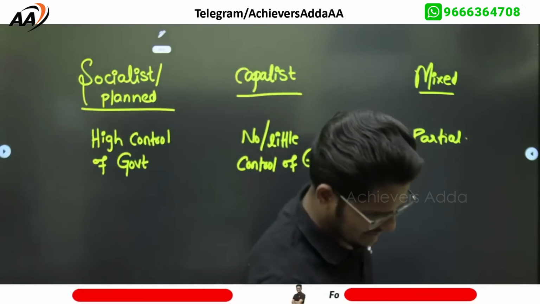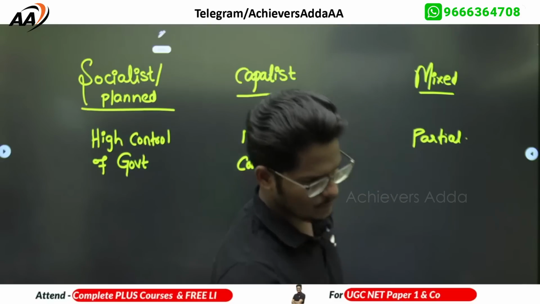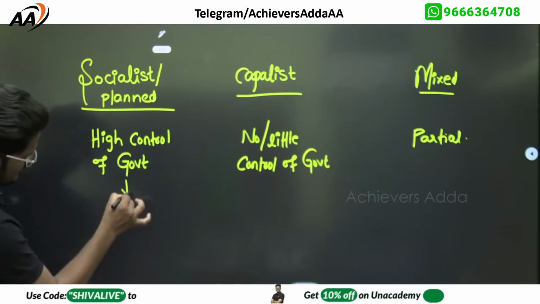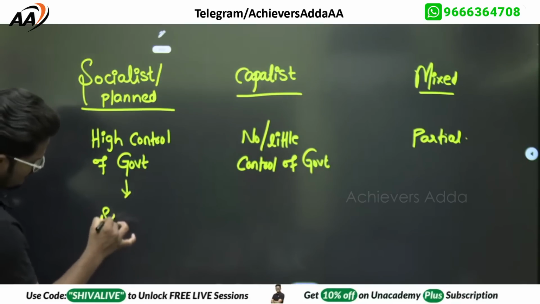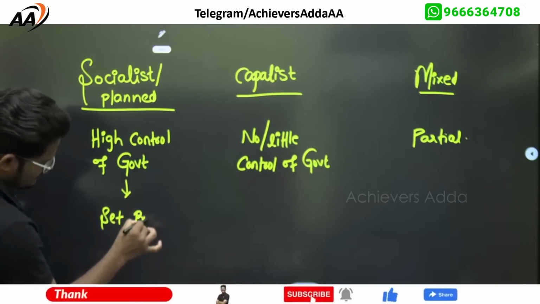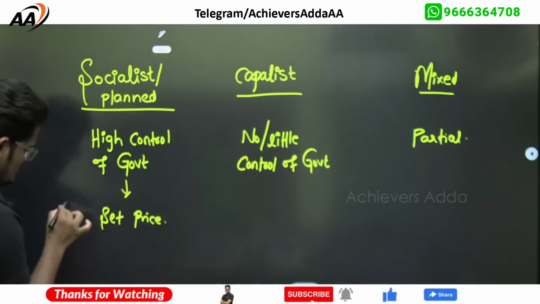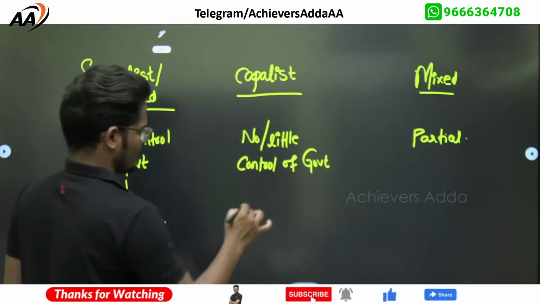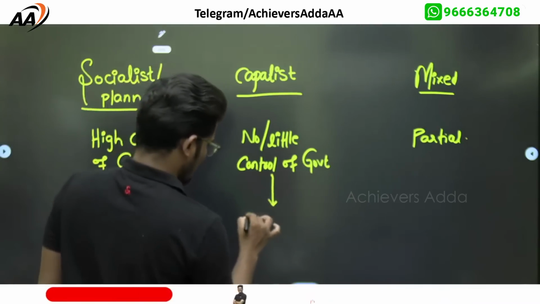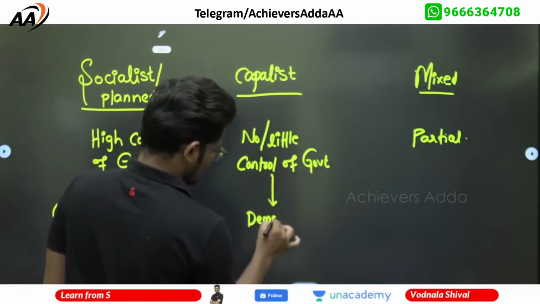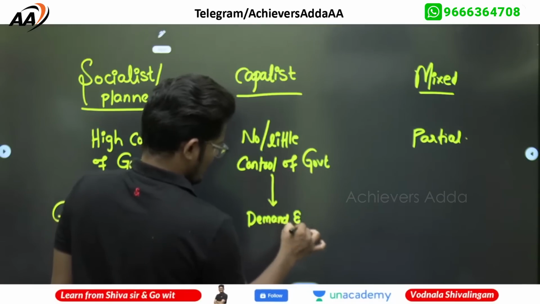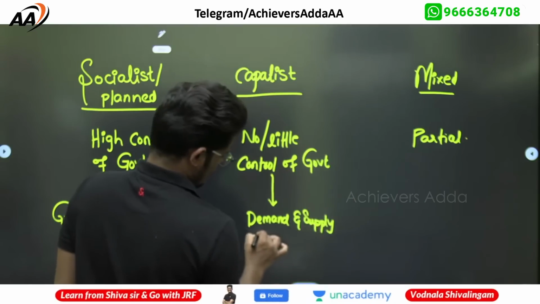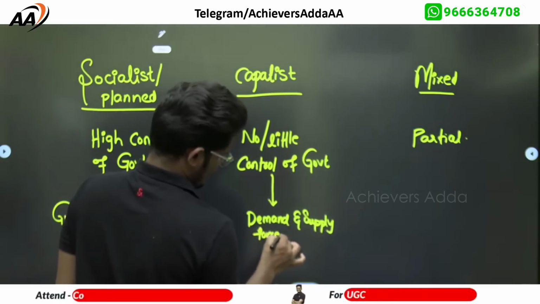Who will be determining the prices? Here, high control of the government means government will set the price. And here, demand and supply, market forces will determine the price.